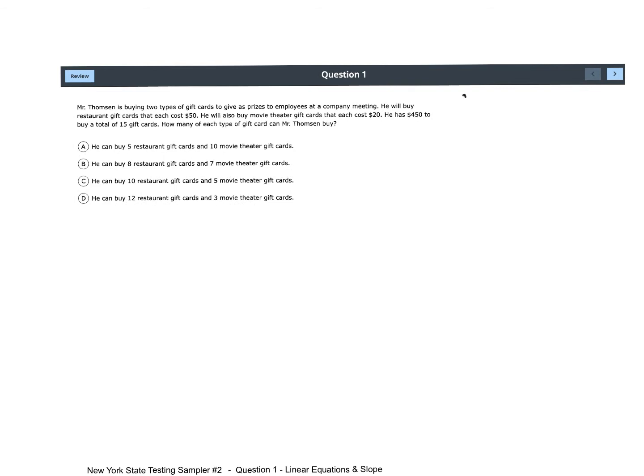You could solve by elimination, where you line up your equations and add them. You could solve by substitution, where you solve one variable in terms of the other and plug it in, or you could solve by graphing. They did not give us a graph. It's a word problem. We're going to go with either elimination or substitution.